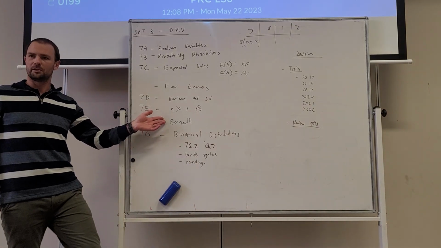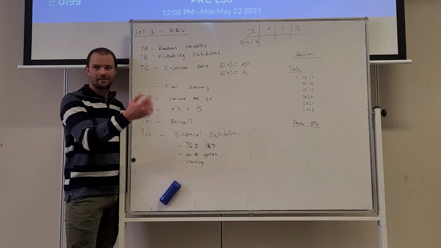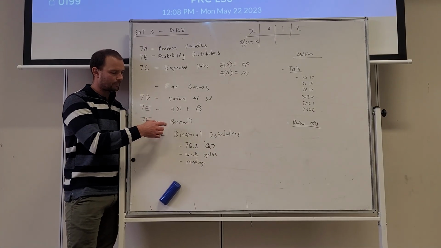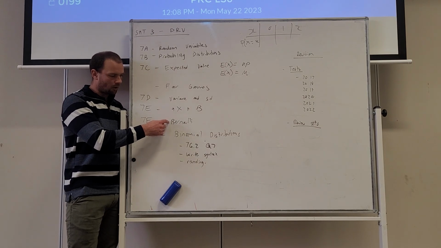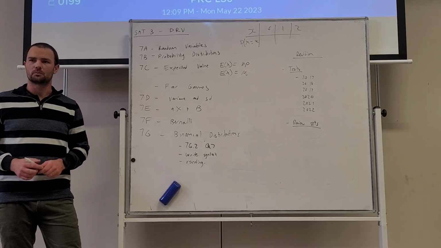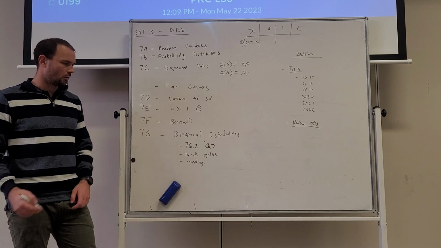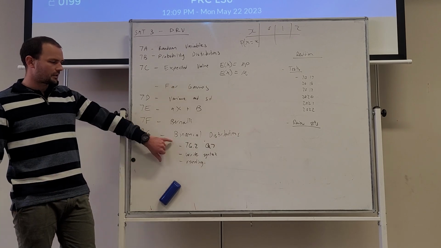7f introduces you to Bernoulli distributions. I tend not to ask questions about Bernoulli distributions, and they're not particularly examined either. They pop up occasionally, but the point of doing a Bernoulli distribution is because it leads into binomial distributions. Binomial is just a repeated Bernoulli trial.